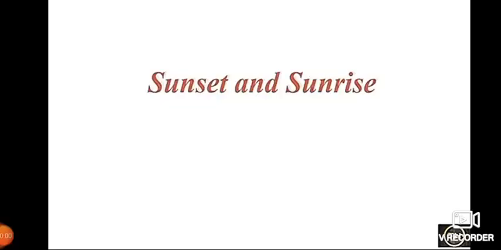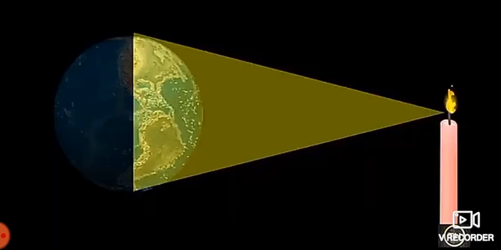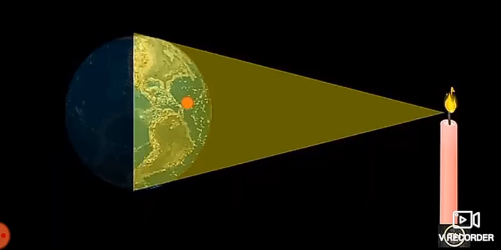Let us now begin with the next concept, that is sunset and sunrise. This is a very interesting concept. So now let's begin. So we'll start with an activity. In this activity we are going to take the same setup which we had taken in the earlier activity. The only change is that we are going to stick a red bindi on the globe.